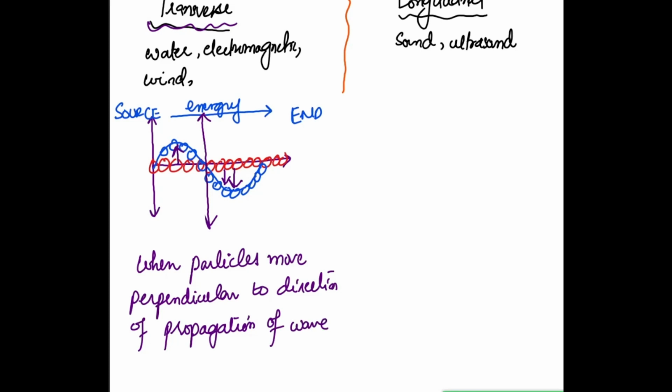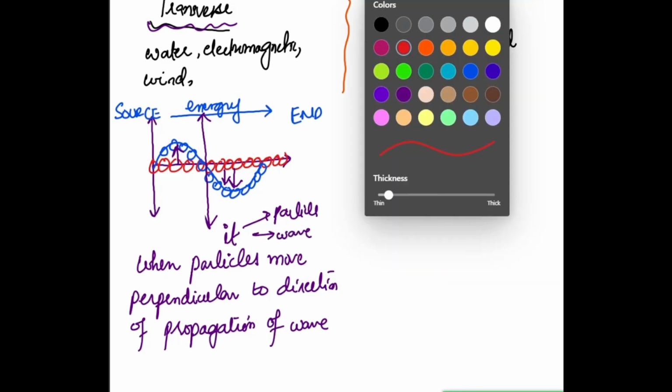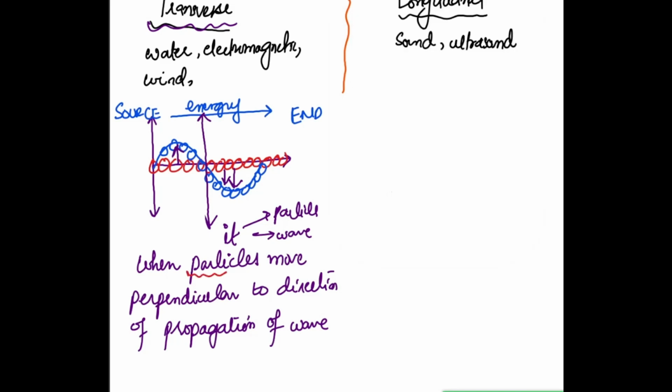Now, sometimes what students do is they try to memorize this, but they make one mistake. When they write it down, they say it moves perpendicular, but it could mean the particles, or it could mean that you're talking about the wave. Here, I'm emphasizing this one more time. You have to specifically state that when the particles move perpendicular to the direction, not when it moves perpendicular, right?